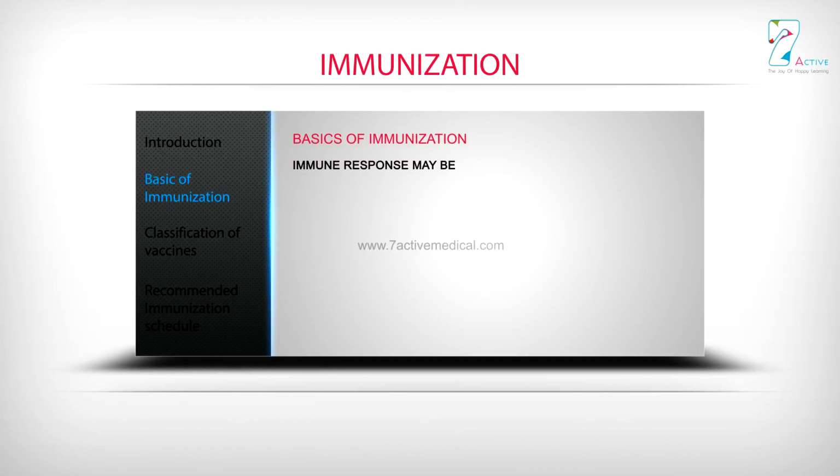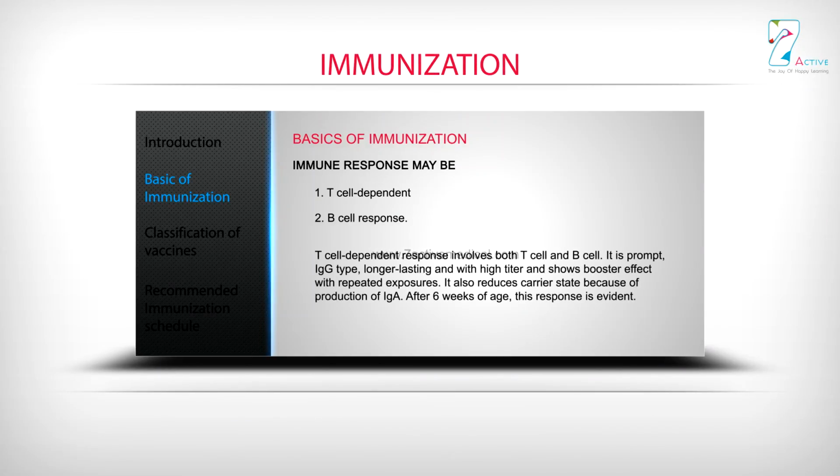Immune response may be 1. T-cell dependent, or 2. B-cell response. T-cell dependent response involves both T-cell and B-cell. It is prompt, IgG type, longer lasting, and with high titer, and shows booster effect with repeated exposures. It also reduces carrier state because of production of IgA. After 6 weeks of age, this response is evident.